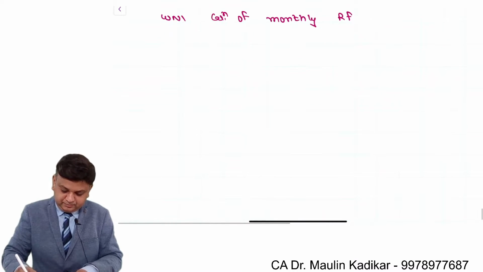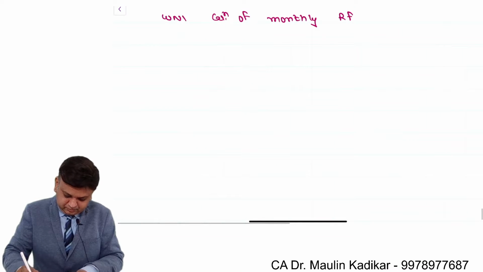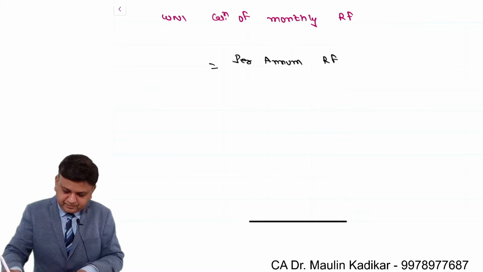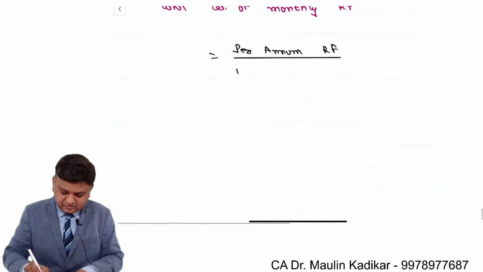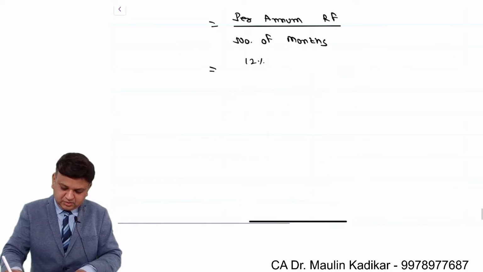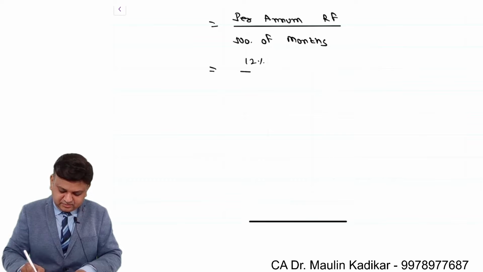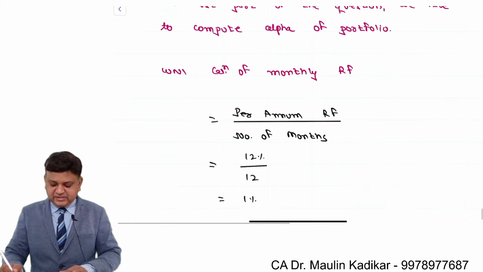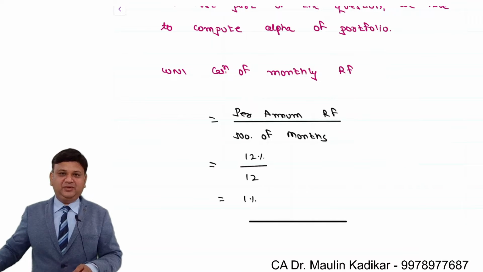In the breakdown, per annum RF divided by number of months. Per annum risk-free rate of return is 12% divided by 12 months in a year. So it comes to 1%. That is the way first of all the monthly RF can be calculated.